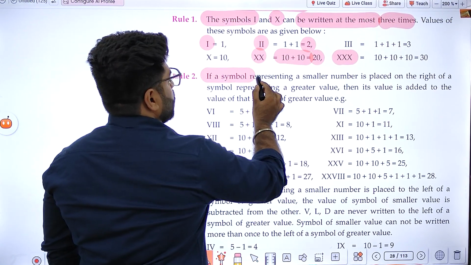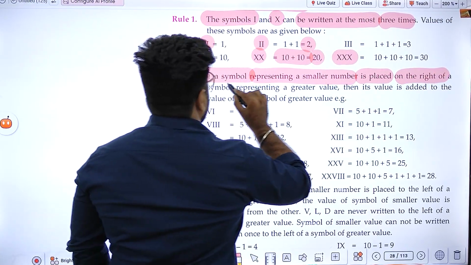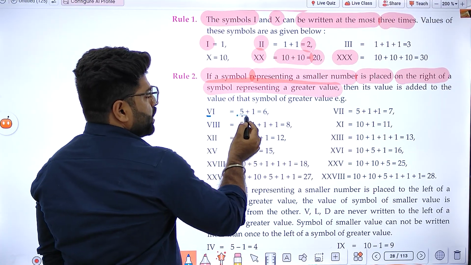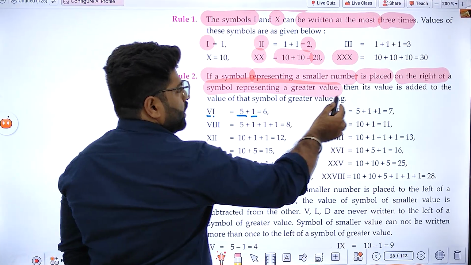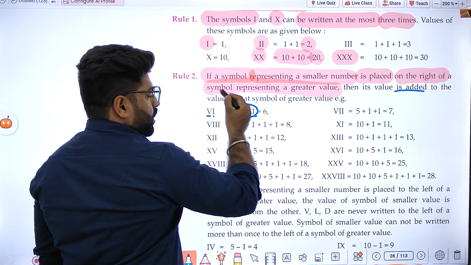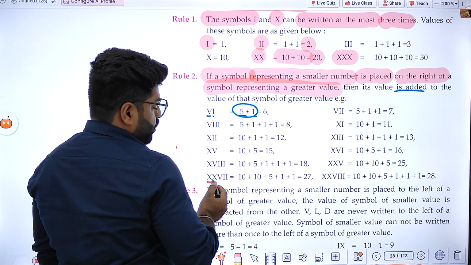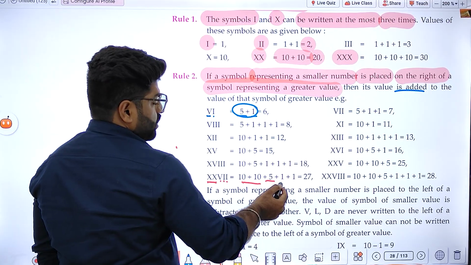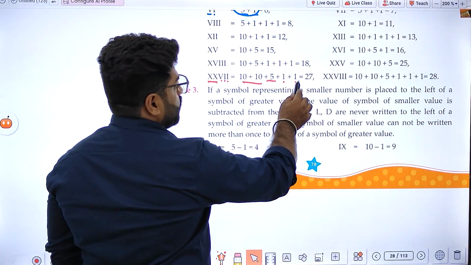Next, if a symbol representing a smaller number is placed on the right of the symbol representing the greater value, let's see. Here we have V that represents 5, and the smaller symbol is on the right of it. Then the value of the smaller symbol is added to the value of the symbol of greater value. So we are going to add these values. Clear? In the same way, here we have X, the greater value, and then a smaller value, 1. So we are going to add that. Clear? In this way we are going to form the numbers.